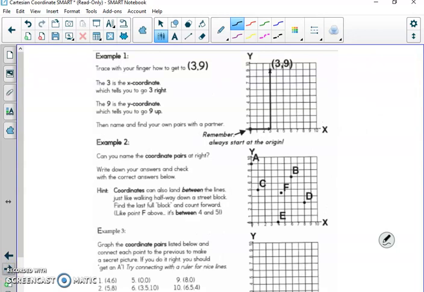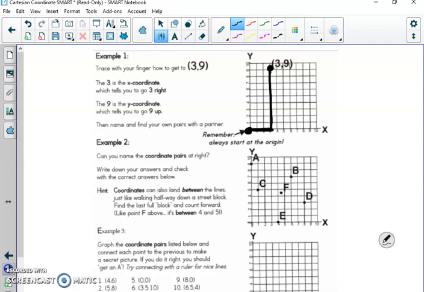All right, so this page is just your examples. When you're going through it, it's just trying to get you to get a little bit of practice. So the first one is trace with your finger how to get to 3, 9. So it's asking you to start at 0 and move over your x-axis first, so moving over 3 and then up 9 and giving you the point. You'll notice that as this is just an example, it actually does it for you, but it's asking you to just move your finger along that line to get used to it.